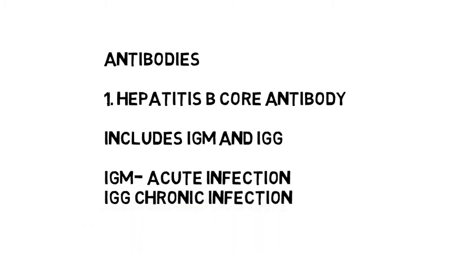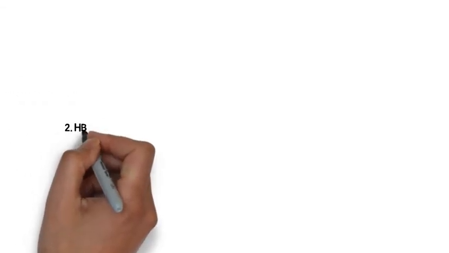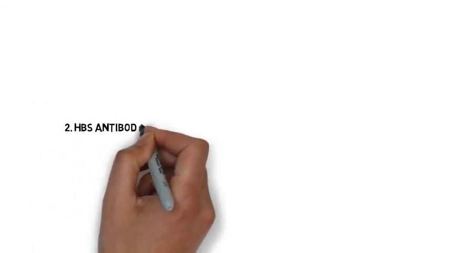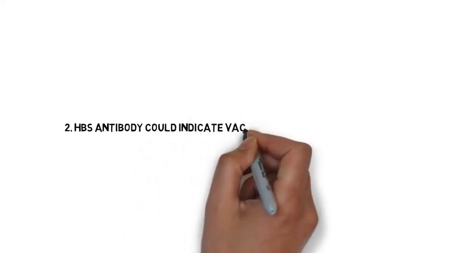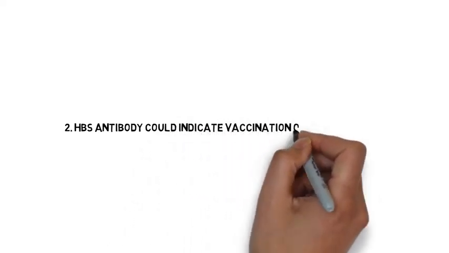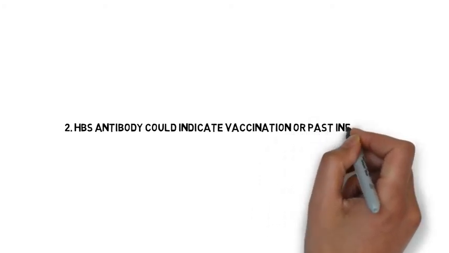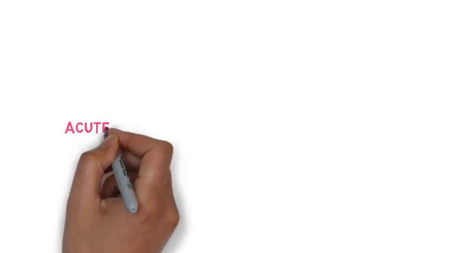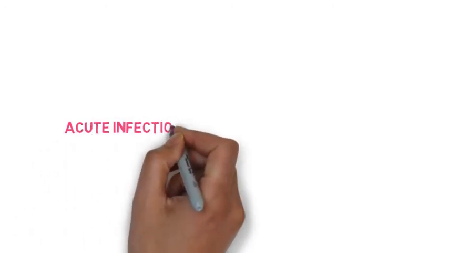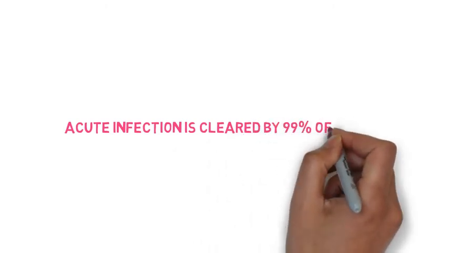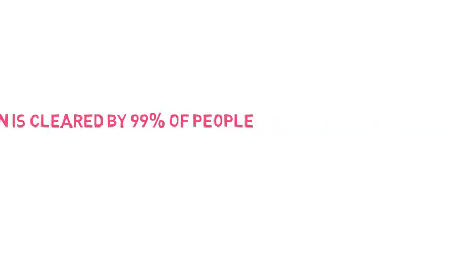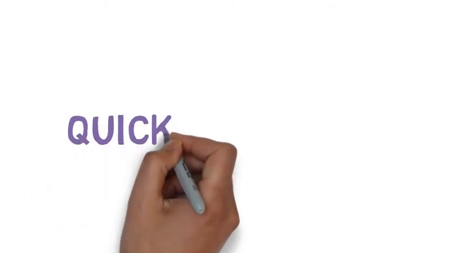Hepatitis B surface antibody could indicate vaccination, as patients will have this if they get the vaccine for hepatitis B, or it could simply mean past infection. You need to look at other tests to understand the significance. In adults, acute infection is cleared by 99% of people, so most people will not develop chronic hepatitis B.